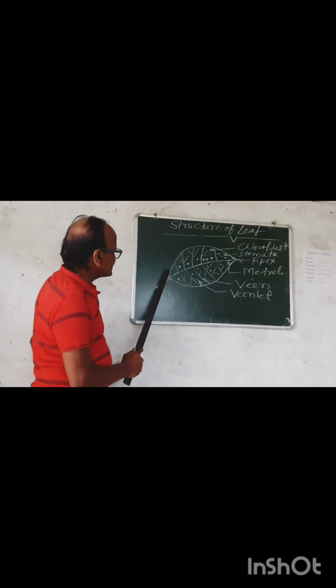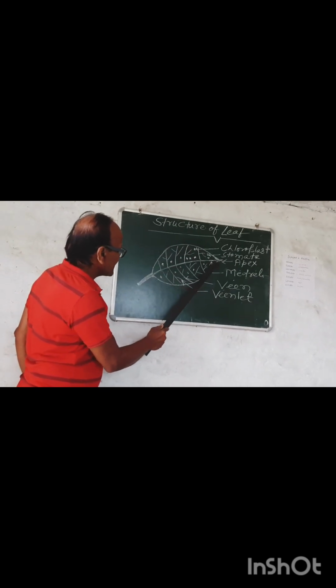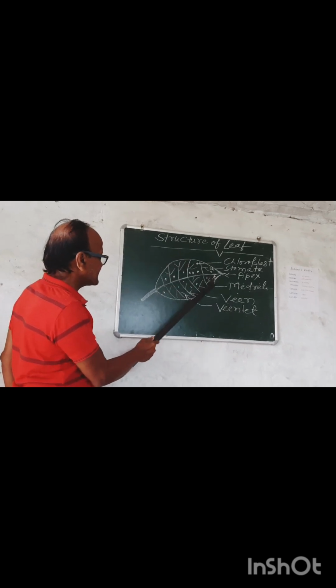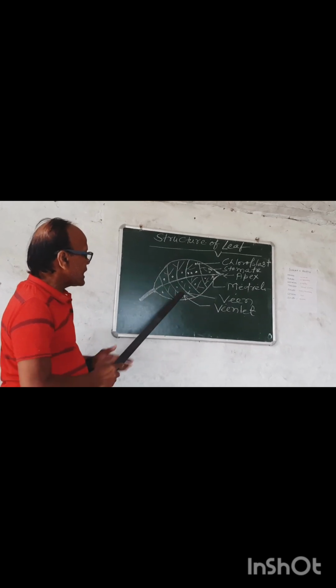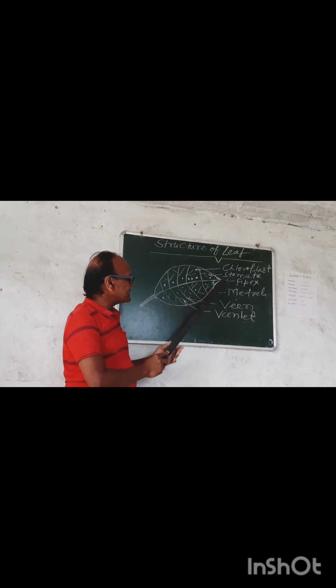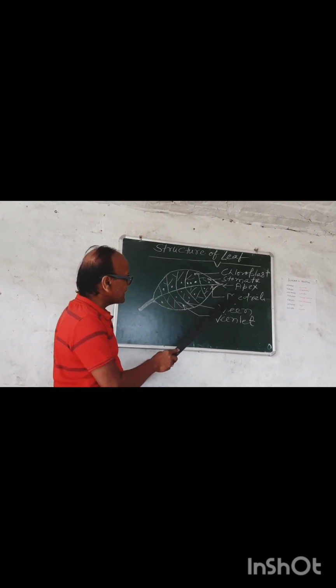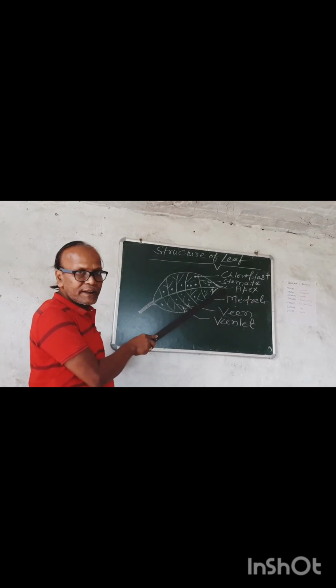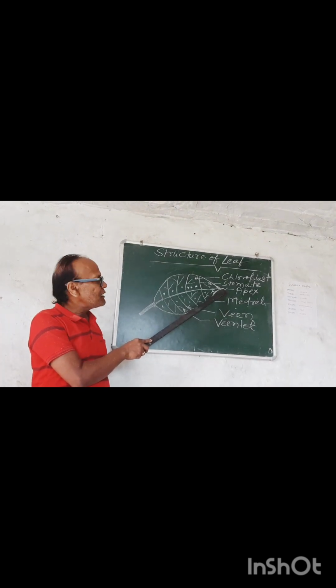And that is the outer edge of the leaf, which is called the margin. And this is the tip of the leaf, which is called the apex.